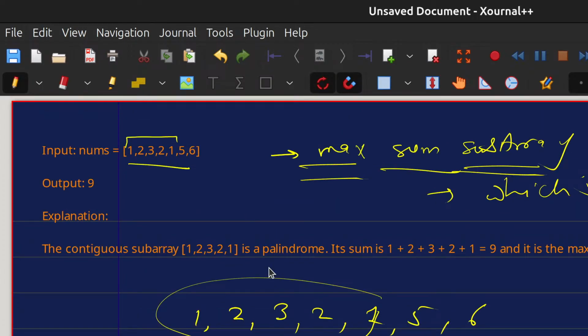Alright guys, so we were doing this question, right? So this continuous sub-array and it's a palindrome, okay. So this is just brute force, which will be order of n square, right? We don't want an order of n square solution. We want an optimal solution, right?